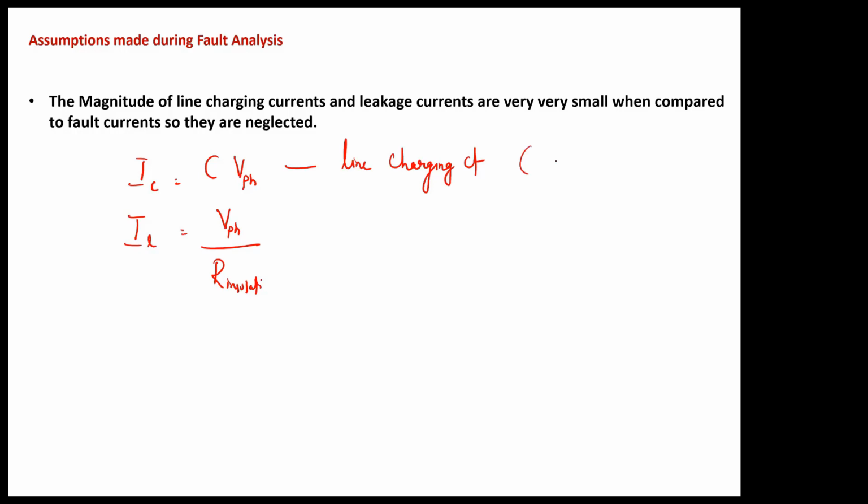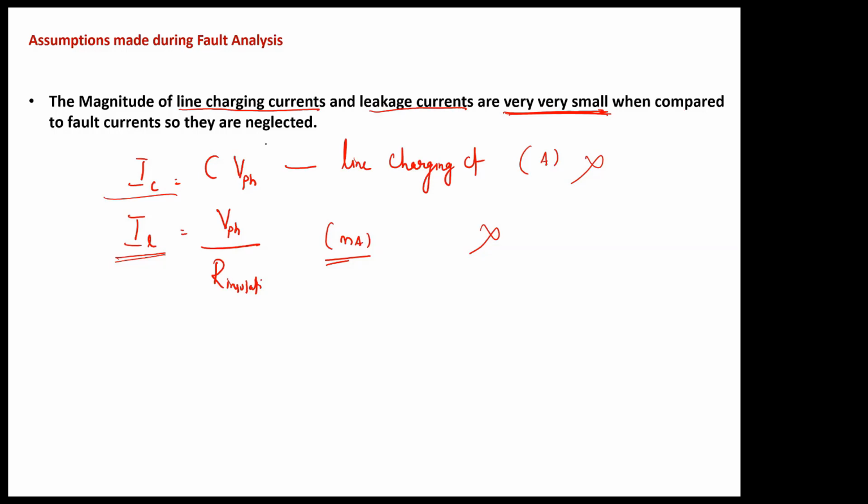This will be approximately in the range of a few milliamperes. Both these values, the line charging current and the leakage current in the overhead transmission line, are very small when compared to the full load currents, and very small when compared to fault currents. So we neglect the presence of both these currents during short circuit fault analysis.